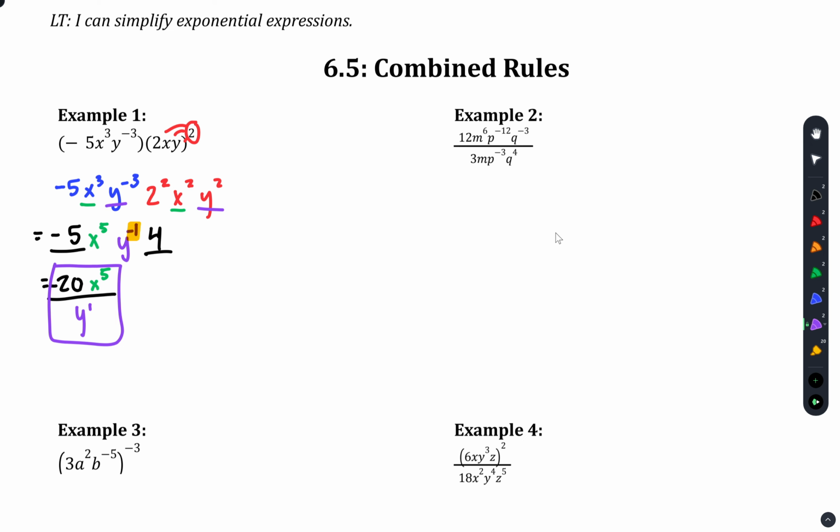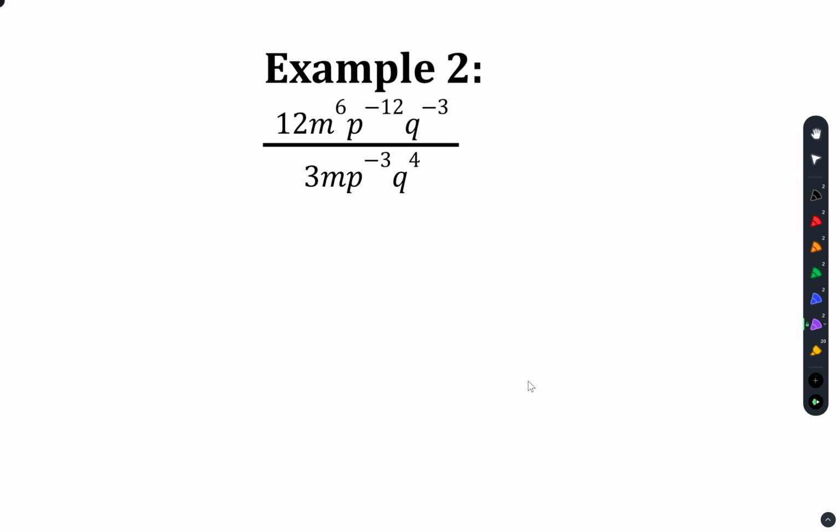Example 2. Look at how crazy these start looking when we've got a bunch of stuff going on in there. I'm going to start by rewriting this like fraction bar, 12 on the top, 3 on the bottom. Let's take care of one variable at a time. What is the rule that we learned yesterday? How am I going to simplify those m's? When we were multiplying them together, we added the exponents. When we divide them, what's the opposite? We're going to subtract.